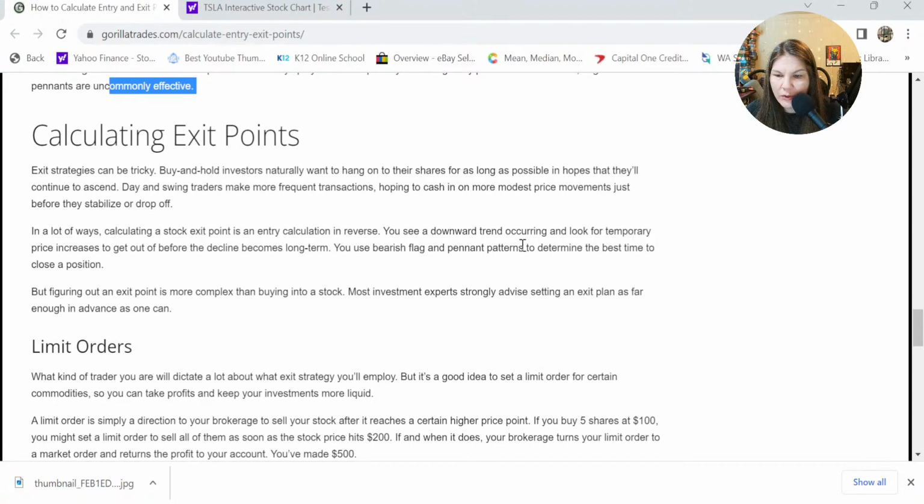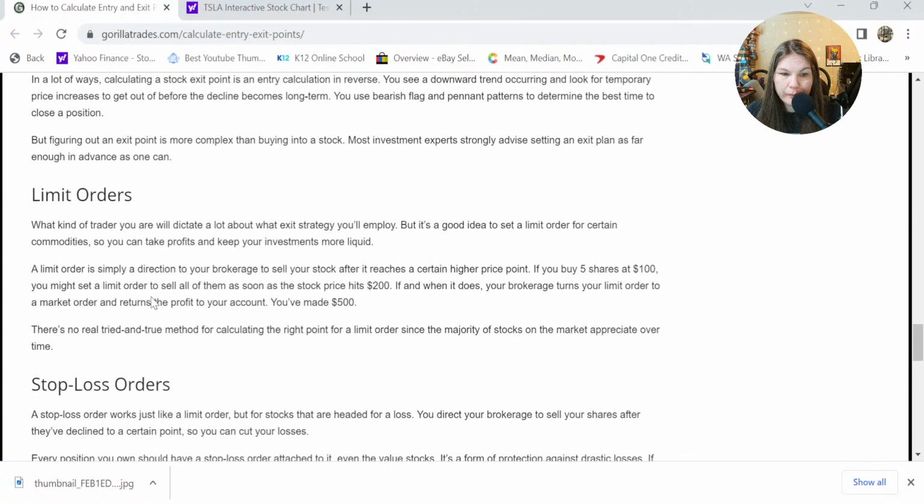In a lot of ways, calculating a stock exit point is an entry calculation in reverse. You see a downward trend occurring and look for temporary price increases to get out of before the decline becomes long-term. You see bearish flag and pennant patterns to determine the best time to close a position. But figuring out an exit point is much more complex than buying into a stock. Most investment experts strongly advise setting an exit plan as far enough in advance as one can.